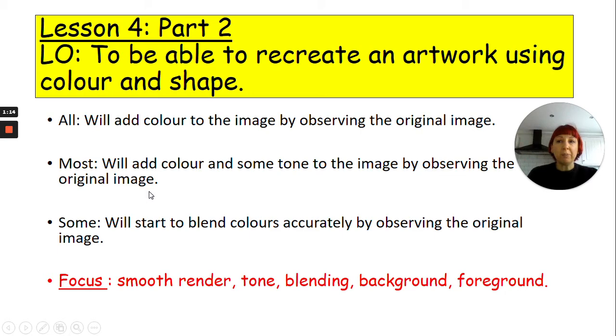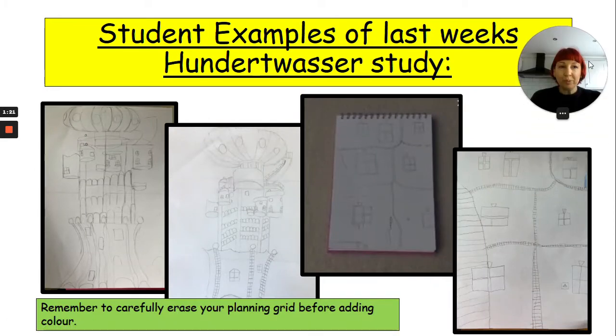We looked at shape and proportion last week, and this week we're focusing on colour. Here's some examples of the work that you did last week, focusing on Hundertwasser's pieces and looking particularly at shape and proportion. These are just a few good examples. Some of you challenged yourselves and chose a more difficult building, and others chose a slightly simpler building but really focused on those proportions and that detail.